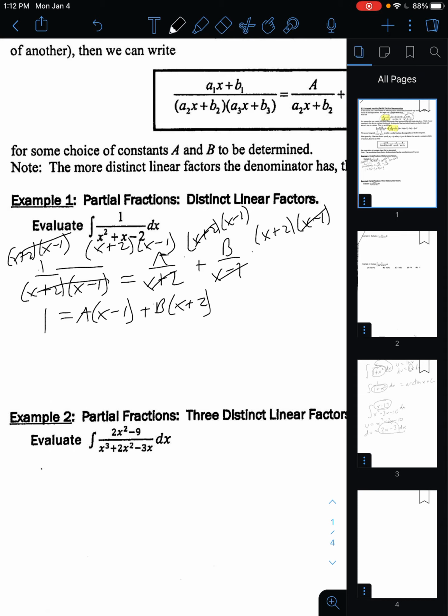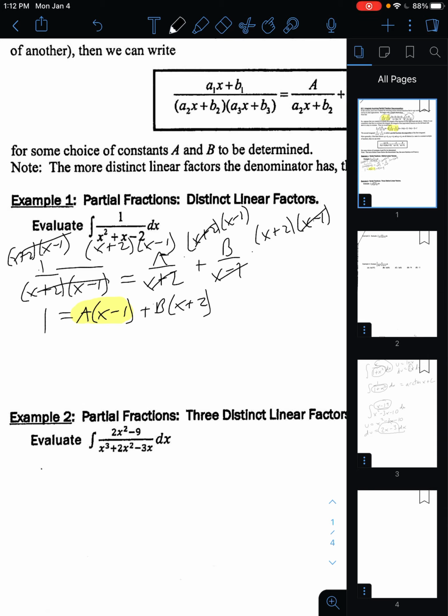Okay. Here's the next step. In math, you get to pick any numbers that you want to plug in for x. That's like your independent variable. And so what we're going to do now, imagine that I want to get this factor right here to go away. Think about what you would plug in for x to make that whole thing disappear. And that would be 1. So I'm going to pick numbers to plug in for x that are going to make those factors become 0.